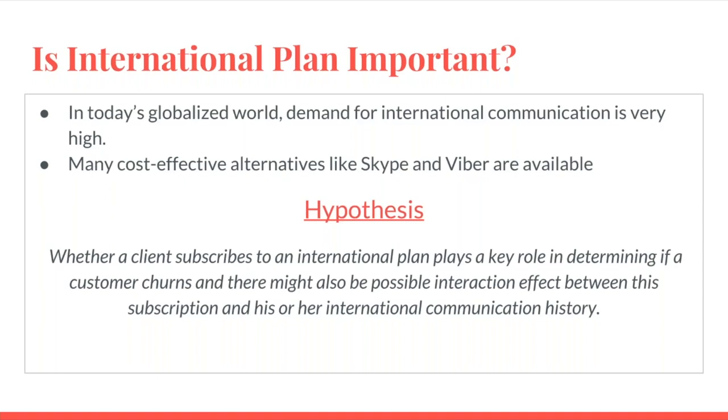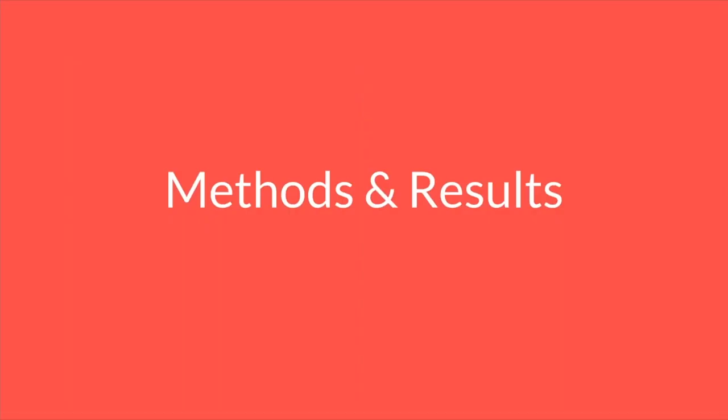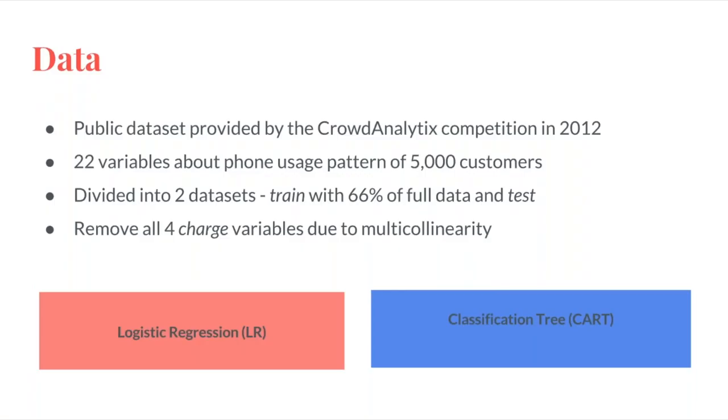Hypothesis. Since in today's globalized world, demand for international communication is very high and there are many cost-effective alternatives to telecom services like Skype and Viber, customers' demand for international communication and the quality of international plans should significantly affect their decision to remain with a particular telecom company. Therefore, we hypothesize that whether a client subscribes to an international plan plays a key role in determining if a customer churns, and there might also be other possible interaction effects between the subscription and his or her international communication history. Now, Ying and Trang will talk about methods and results.